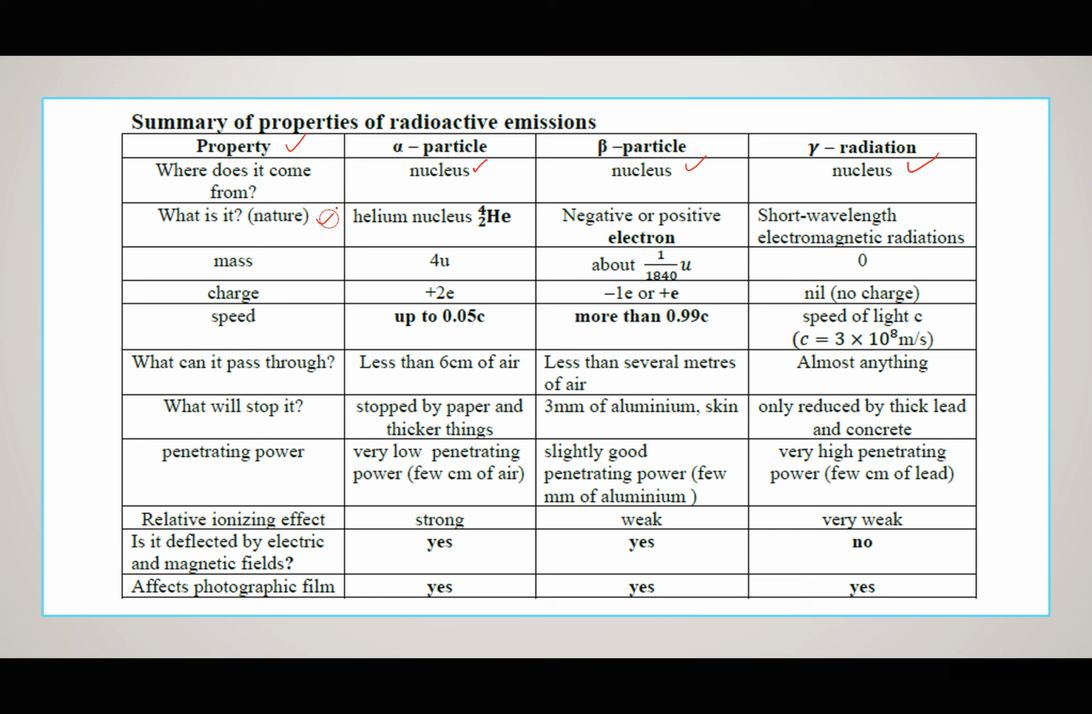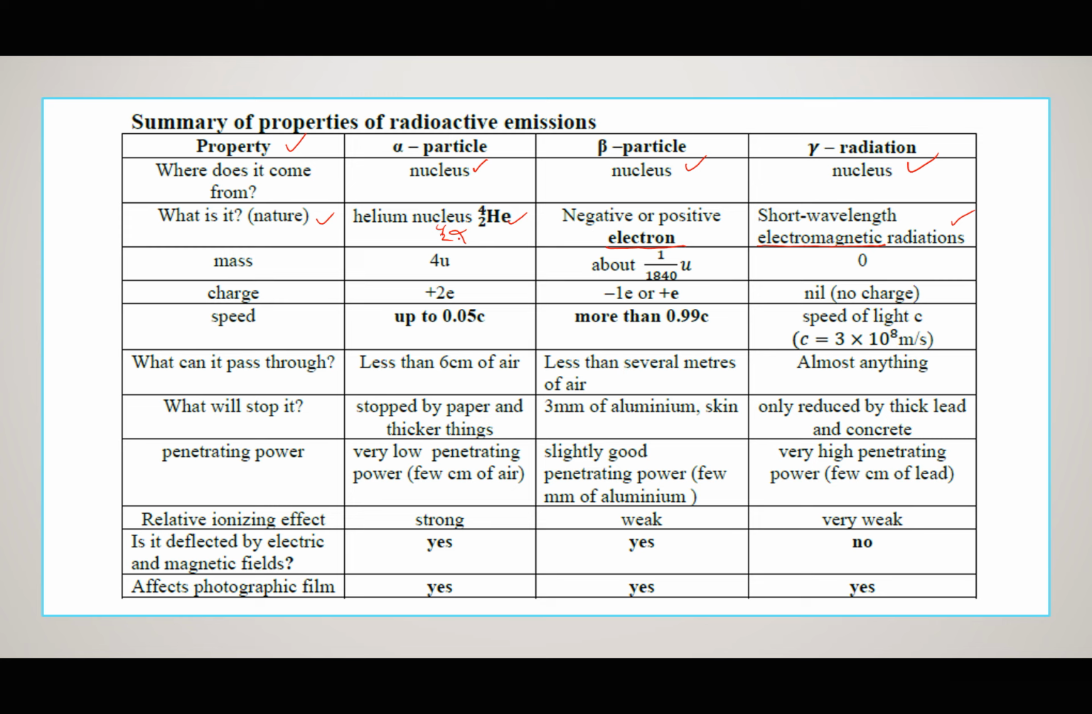What is the nature of the radiation or particle? An alpha particle is a helium nucleus. You can write it as He-4-2 or as alpha 4-2. A beta particle is a negative or positive electron. These are fast moving electrons. Gamma radiation is short wavelength electromagnetic radiation.